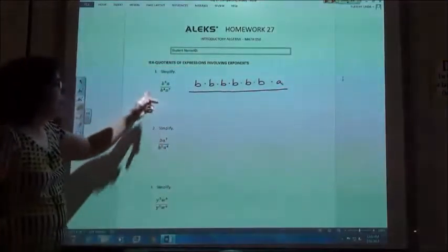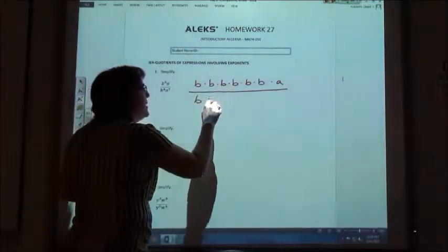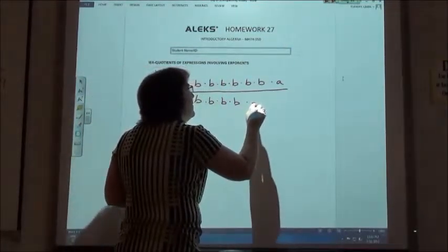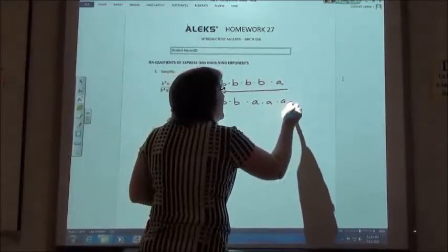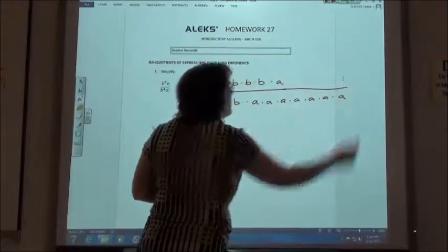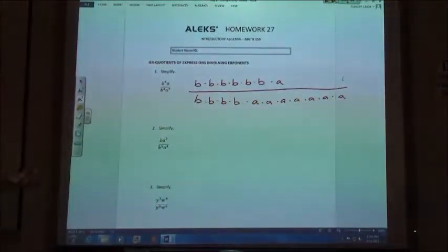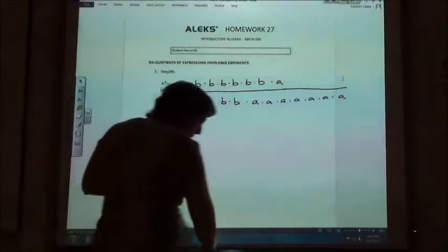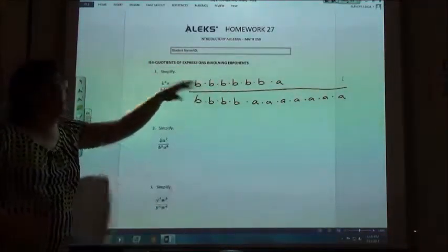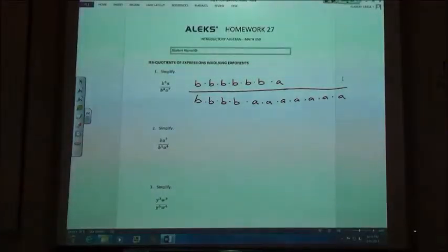On the bottom, I have b to the fourth, b times b times b times b, and a to the seventh. 1, 2, 3, 4, 5, 6, 7, if I get them all there. So what I'm ending up doing is canceling out the common factors on the top and the bottom of my fraction. So if I look at this, how many of those b's can I cancel out of there?